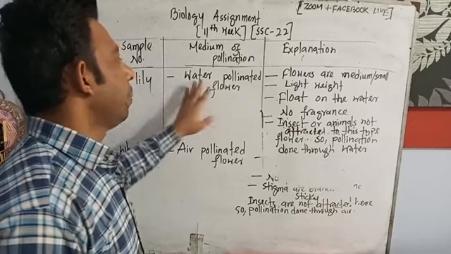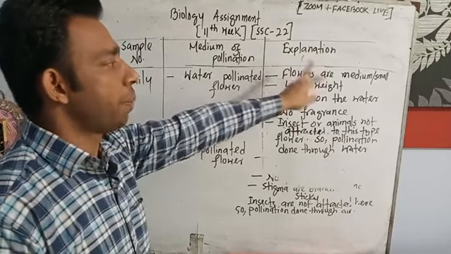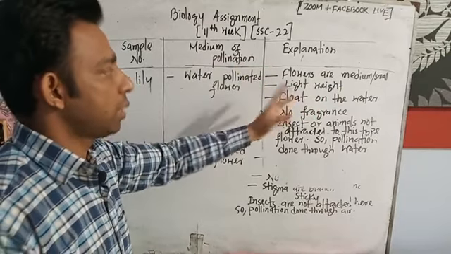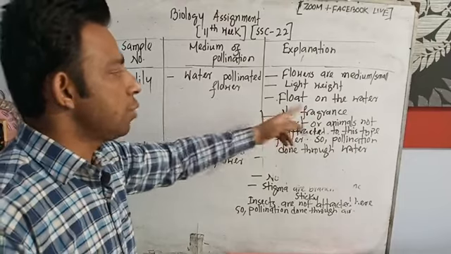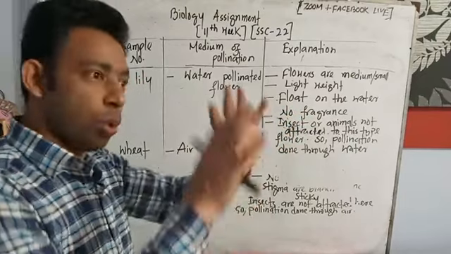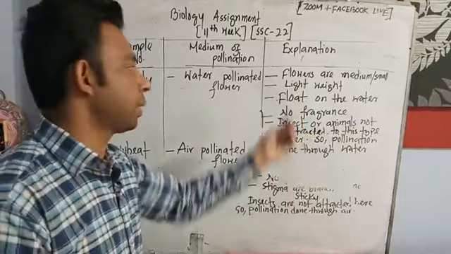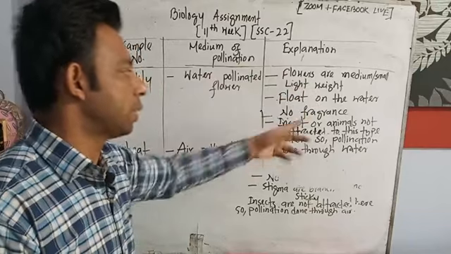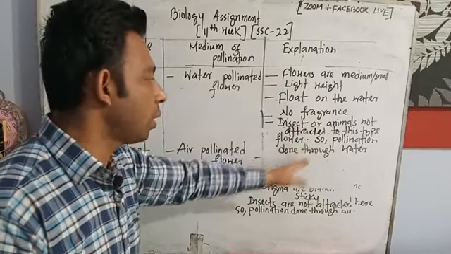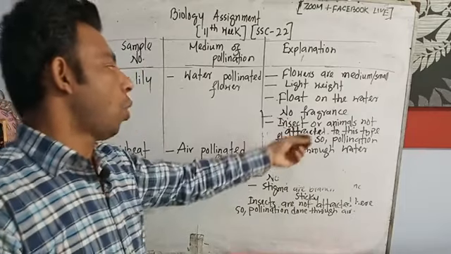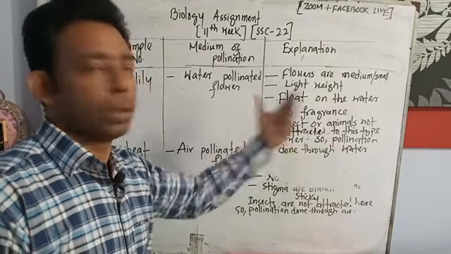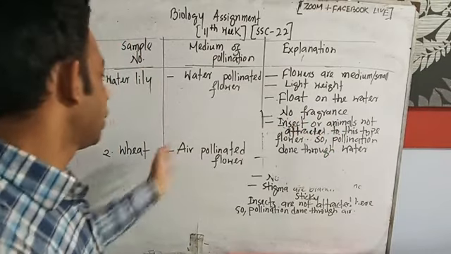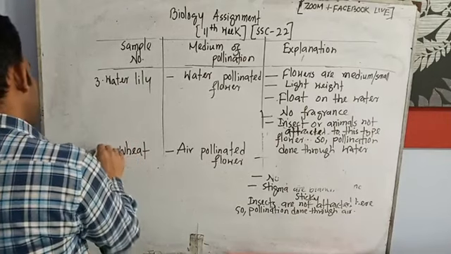So water lily, medium, is water pollinated flower. Flowers are medium or small, since I have written a tick sign in the medium in the first chart on them. Lightweight, comparatively they float on the water, so they're lightweight. No fragrance, not lucrative, though it is good looking. We think about that, but there is no attraction of the pollinating agent towards them, like insects or animals. Insects and animals are not attracted to this type of flower. So pollination is done through water. If animals or insects were attracted to this type of flower, at that time it would become an insect pollinated flower. So last one, about number 4.